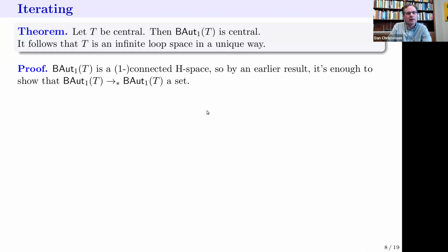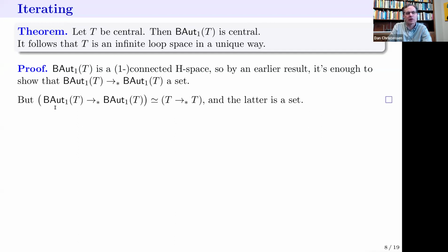So the proof: B-1 of T, it's one connected. It's the one connected cover. So in particular, it's connected. And we just showed it's an H-space. So by the proposition two slides back, we need to show that the pointed self-maps of B-1 of T form a set. But the unique delooping of maps tells us that that mapping type is equivalent to this mapping type, and this one is a set, again, by that proposition characterizing central types, used in the other direction there.